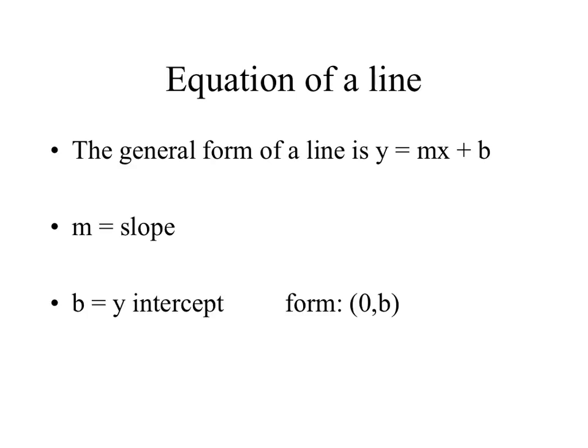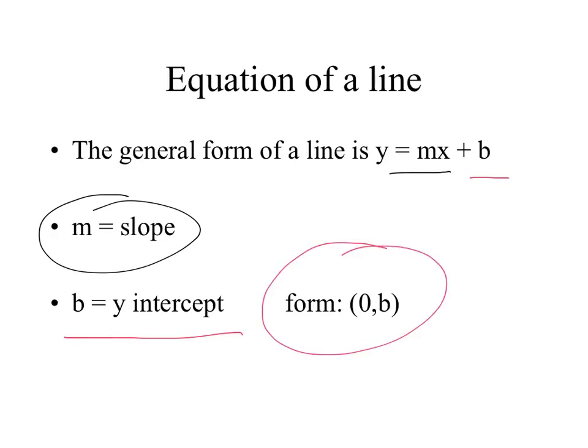In the equation y equals mx plus b, m represents the slope, and b helps us identify the y-intercept, but it's very important to note that we must write the y-intercept as a point, and it's always (0, b).